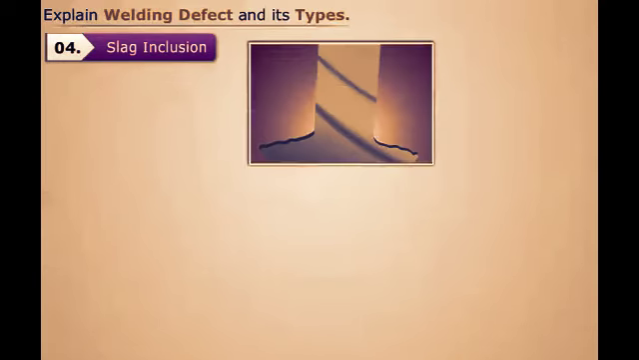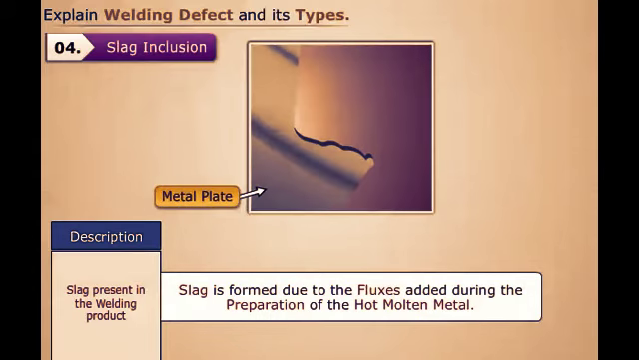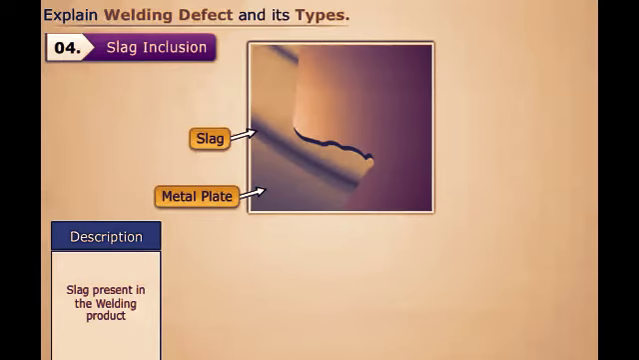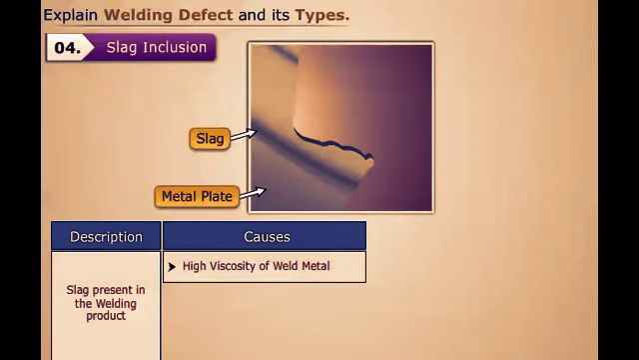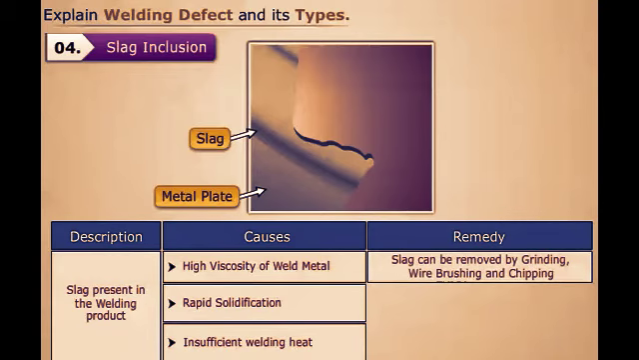Slag inclusion refers to the slag present in the welding product. Slag is formed due to the fluxes added during the preparation of the hot molten metal. It mainly occurs due to high viscosity of the weld metal, rapid solidification, and insufficient welding heat. Slag can be removed from the weld metal by grinding, wire brushing, and chipping.